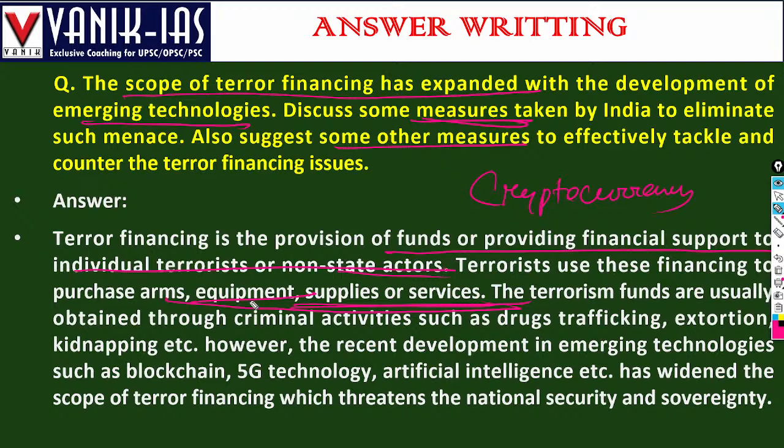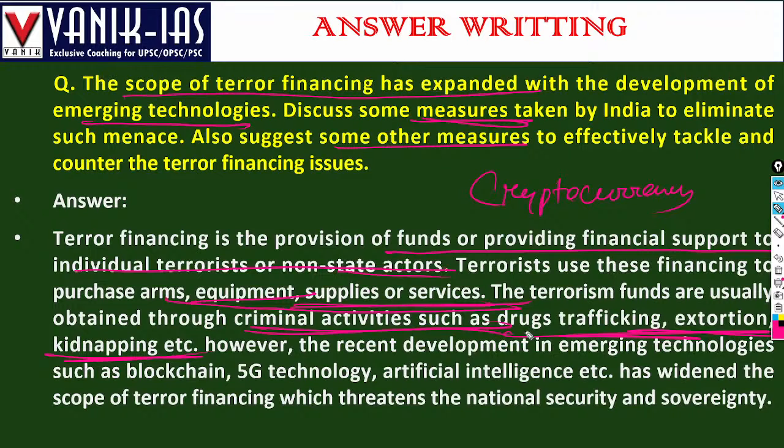Terrorism funds are usually obtained through criminal activities such as drug trafficking, extortion, kidnapping, all these things. Terrorists earn money by drug trafficking, arms trafficking, extortion or kidnapping, and they use that money in terrorist activities.